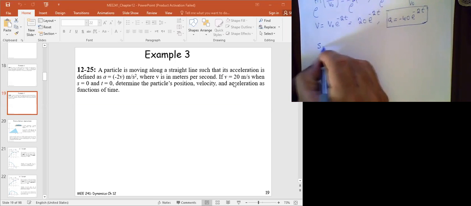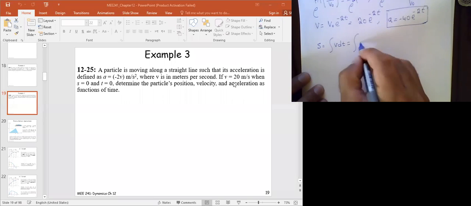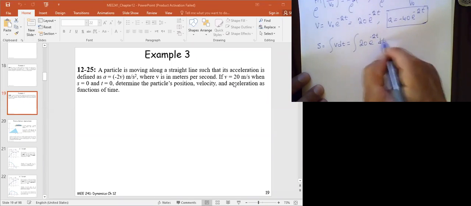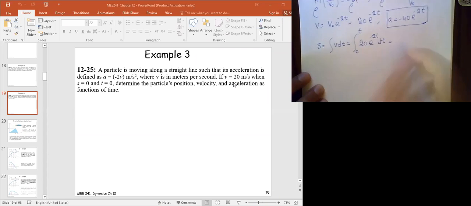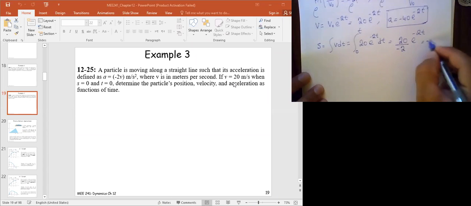Okay, does anyone know what is the integration of this? And then this guy is 0 to 3. 20 over minus 2 e minus 2t. Bravo, 20 over minus 2, right? E minus 2t, which is equal to minus 10 e minus 2t.